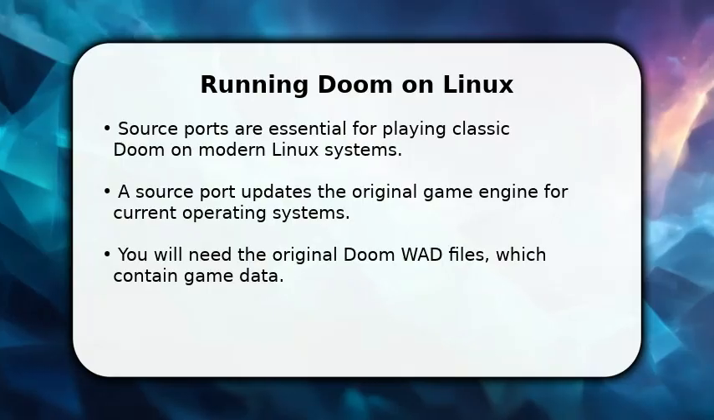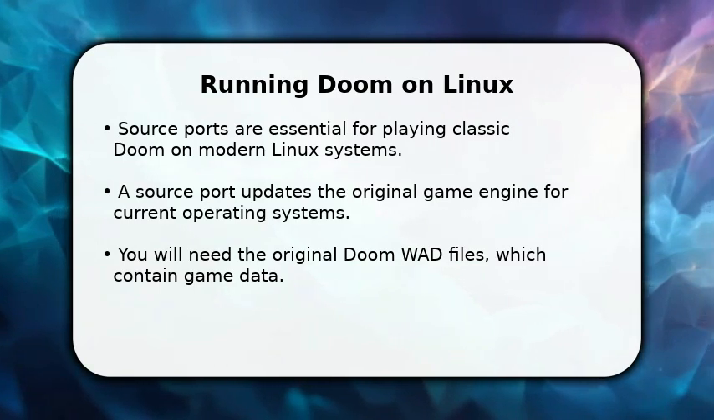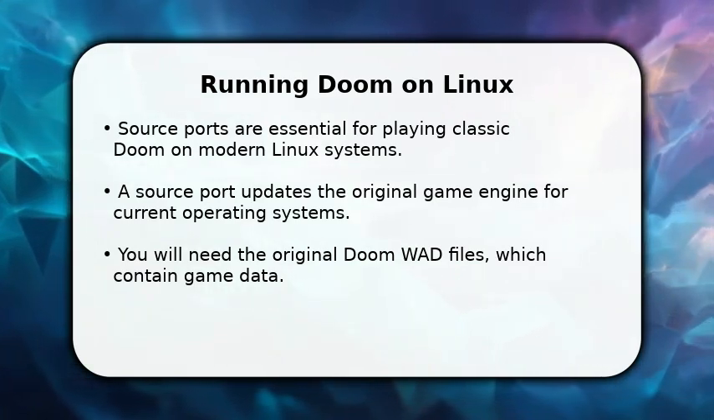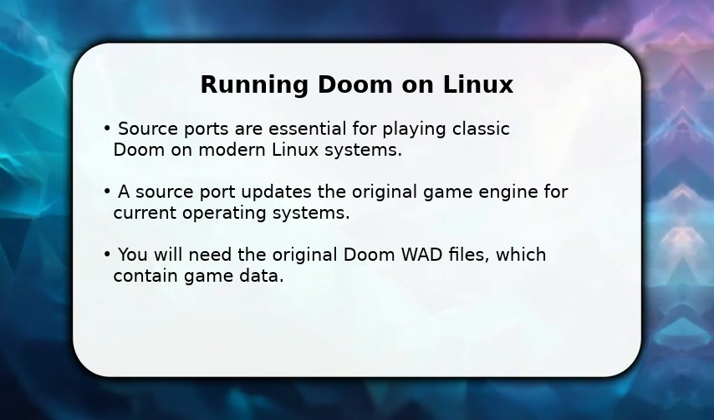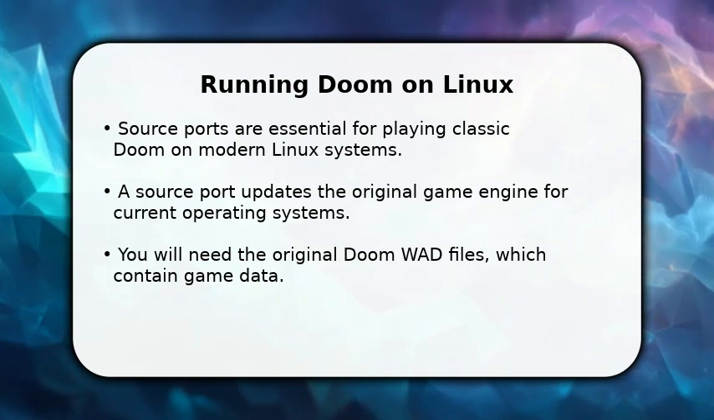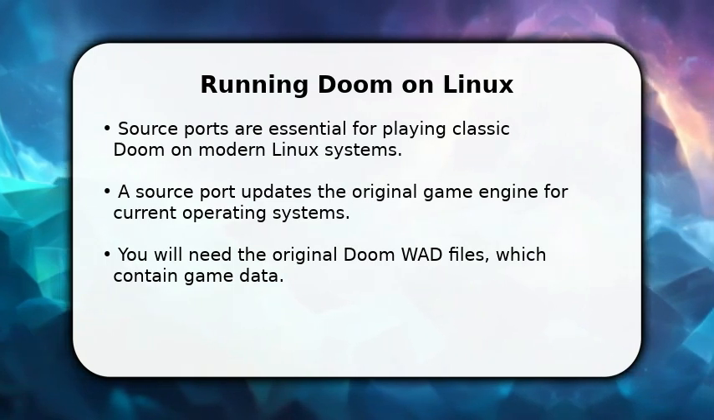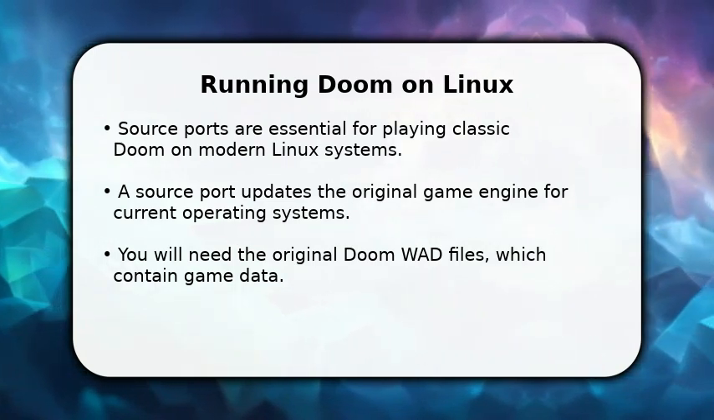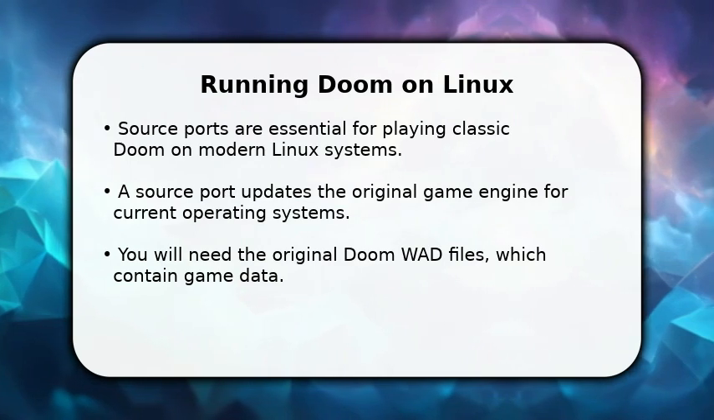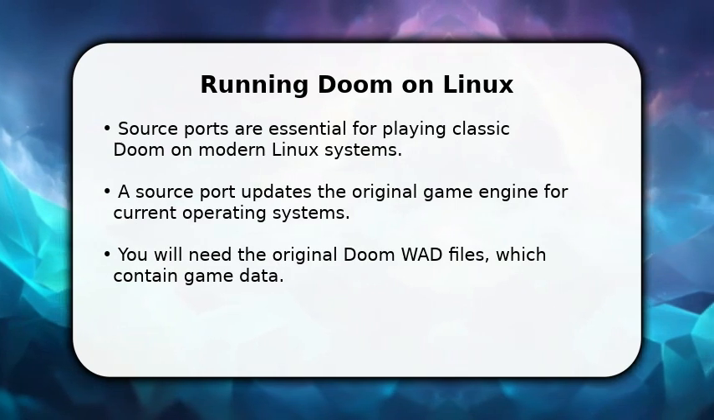Enjoy the video. In this video, I will explain how to run Doom on Linux. To play this classic game, you'll need two main components: a Doom source port and the original Doom WAD files. A source port is a re-engineered game engine that allows Doom to run smoothly on modern operating systems, including Linux. It updates the game for current hardware and software, ensuring compatibility and often adding new features.